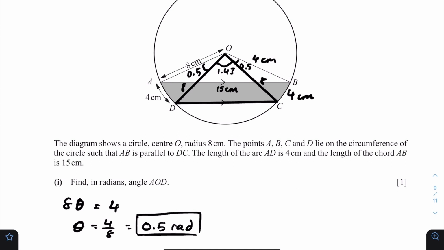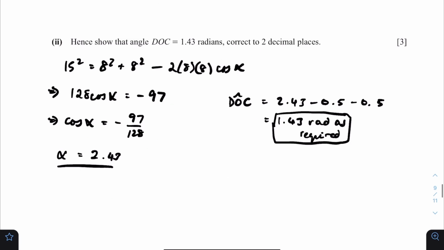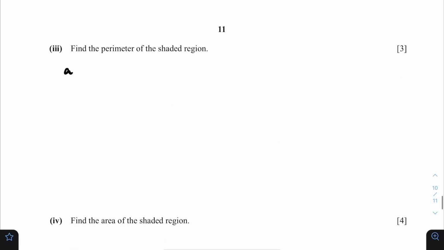Now what we can use is the cosine rule to find what DC is. If we label DC as A, we can say that A squared is equal to 8 squared plus 8 squared minus 2 times 8 times 8 times cosine of 1.43. So let's just do that. A squared is equal to 8 squared plus 8 squared minus 2 times 8 times 8 times the cosine of 1.43.